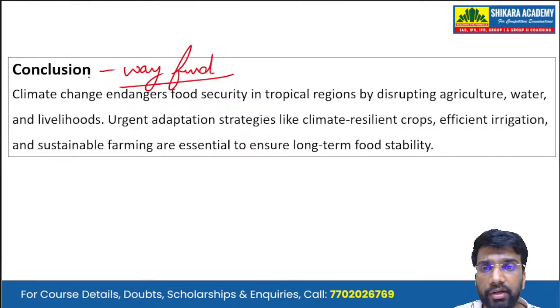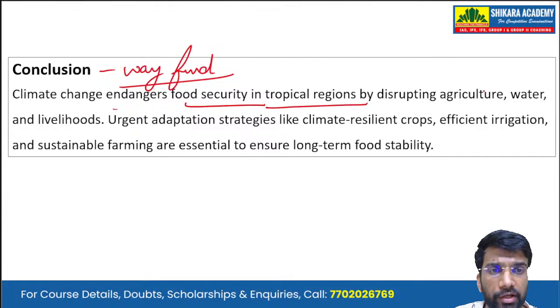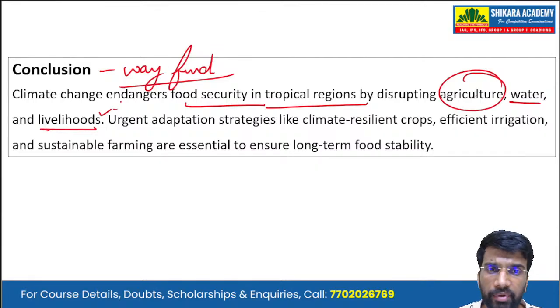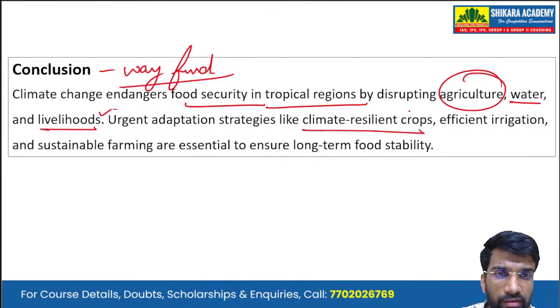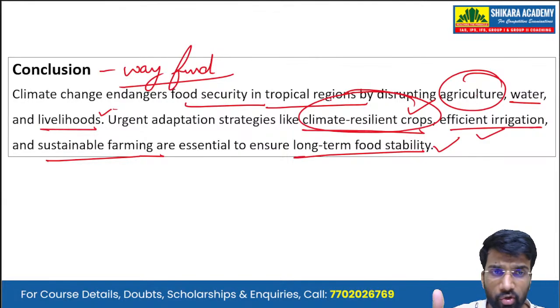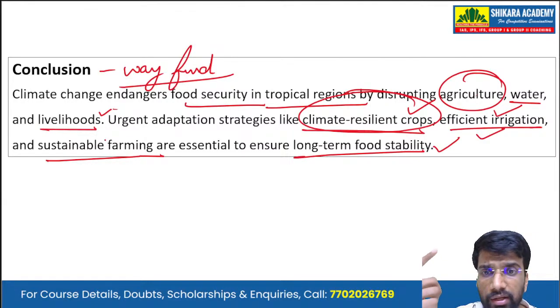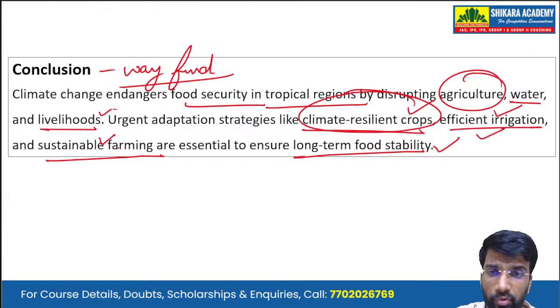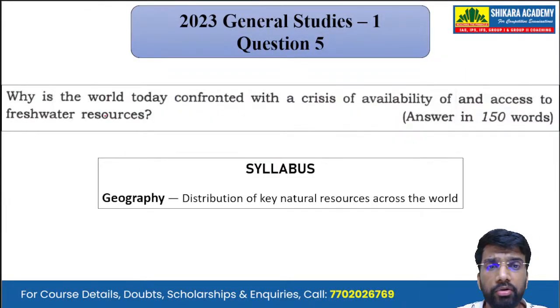So, writing the conclusion, climate change endangers food security in tropical regions by disrupting agriculture, water, and livelihoods. Urgent adaptation strategies like climate resilient crops, efficient irrigation, and sustainable farming are essential to ensure long term food stability. So, here we have provided recommendations like climate resilient crops, efficient irrigation, and sustainable farming is the future. Moving on to the last question, that is question number 5.